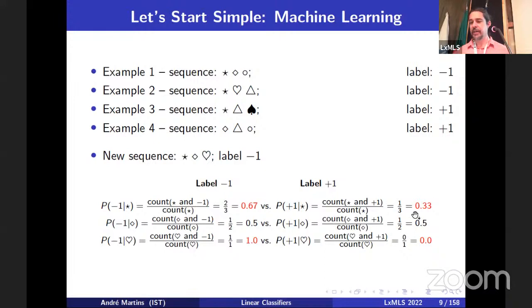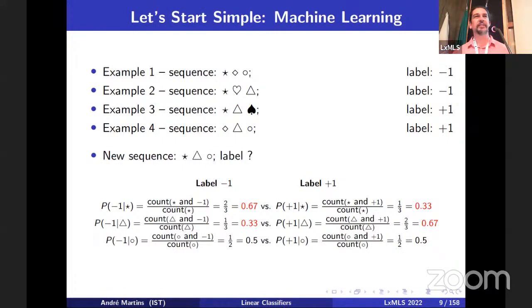Then we can do the same thing with the other symbols. With diamonds, we see half of the time. There is one example which is -1, another one which is +1. So the probability is going to be 50% for either. And hearts only occur once, and they occur with the label -1. So it's going to have 100% probability for -1 and 0% probability for label +1. So there seems to be more evidence towards the label -1, and I guess this might be the reason why you picked -1 when you saw this example.